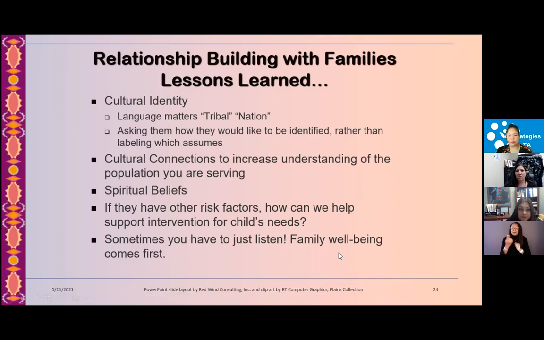So walking in the door and simply asking, how would you like to be identified? Are you from a tribe? Maybe they are Native and they're accessing services, but the predominant culture in the family is Hispanic or Filipino. So you have to ask those questions and not be afraid to ask sensitively, and let them know you're doing that because you want to know more about them.